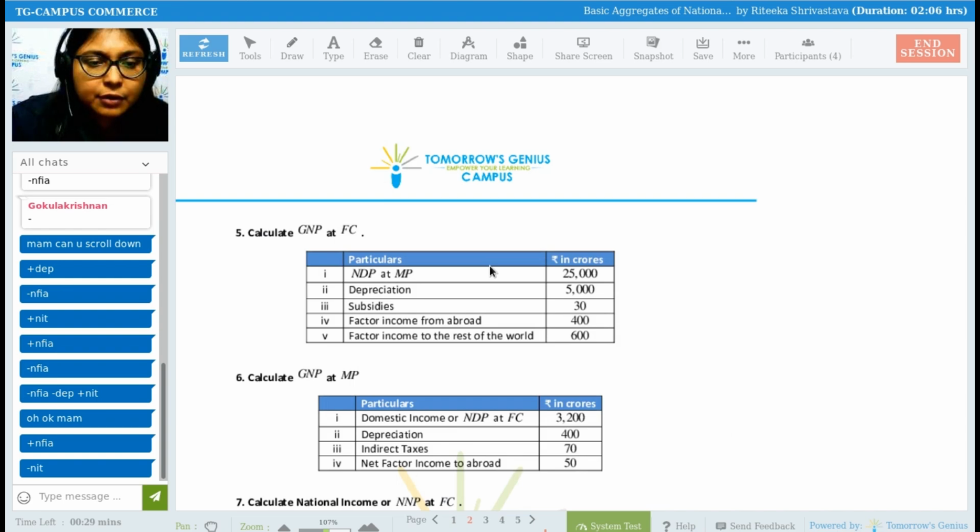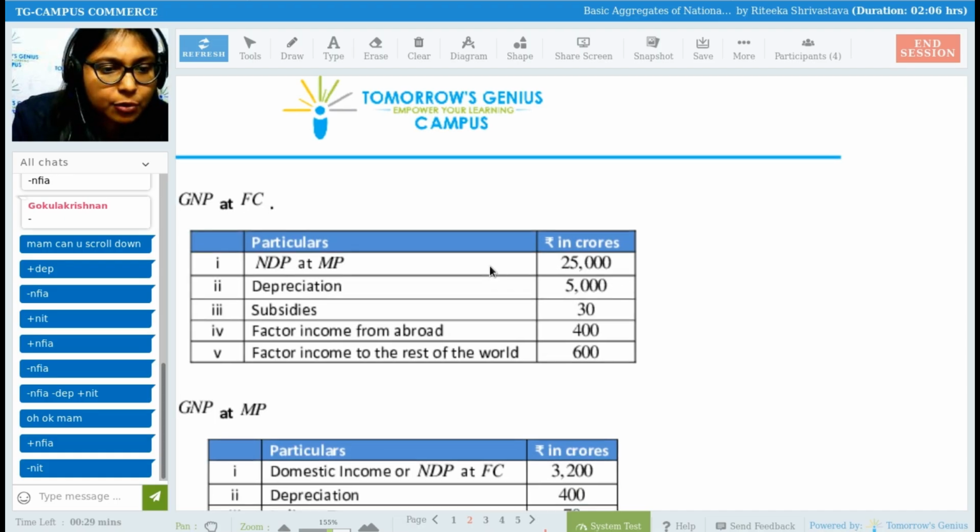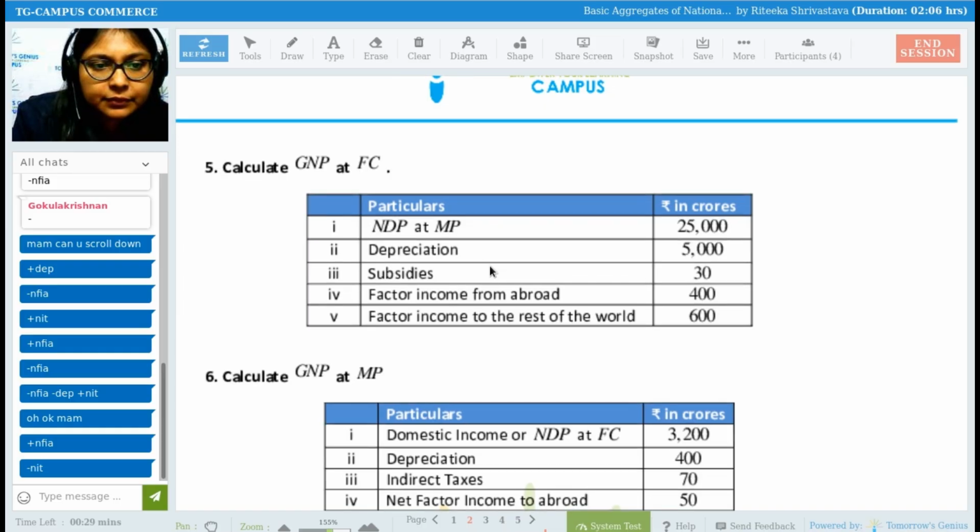First question. Do the first question, find out the answer. Just after doing the conversion, you have to put down the values against the respective terms and see what the total answer is coming. So do the first question and then tell me what answer you all are getting. GNP at FC you won't have to find out. NDP at MP is given to you. So again, the aggregate which is given, the aggregate which you have to find will be on the left hand side. Find out quickly and tell me the answer.